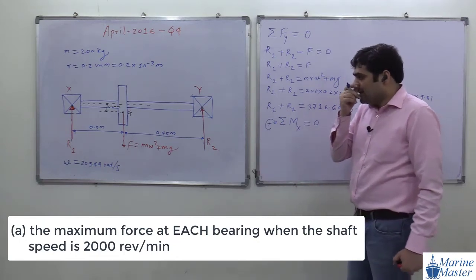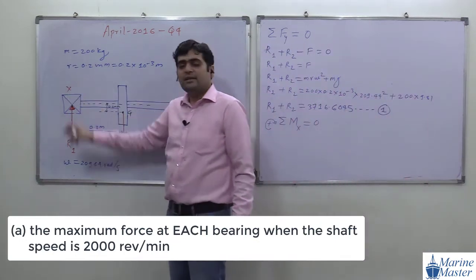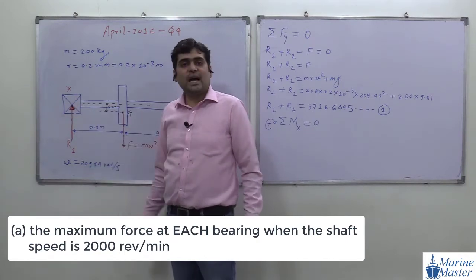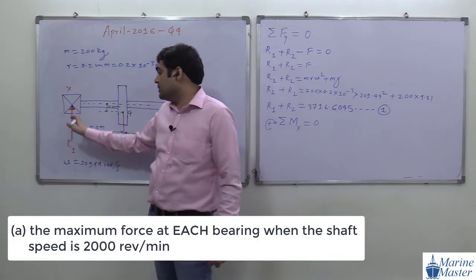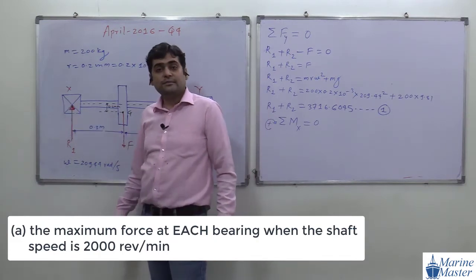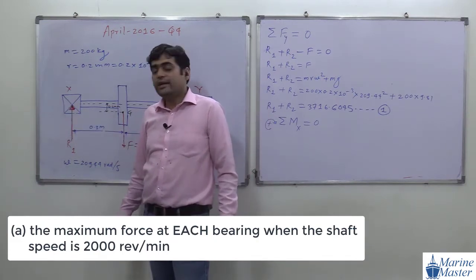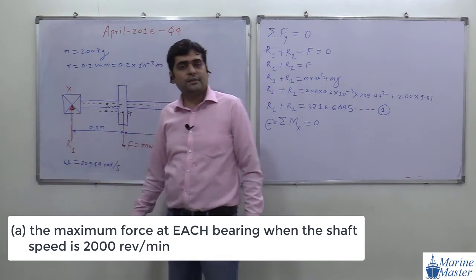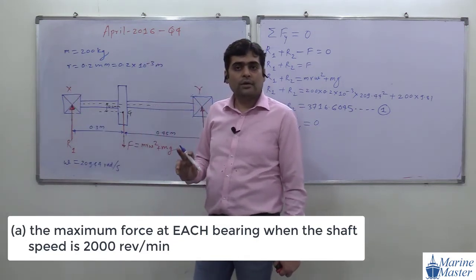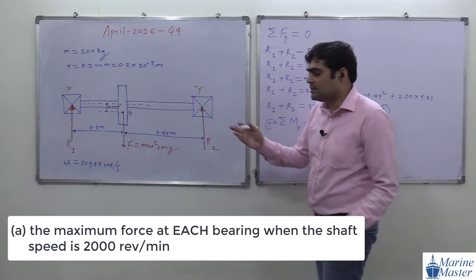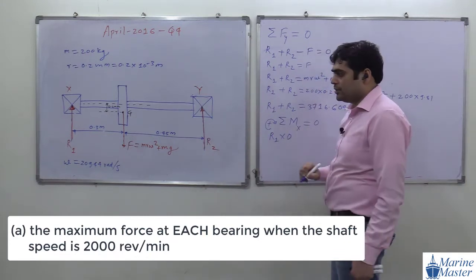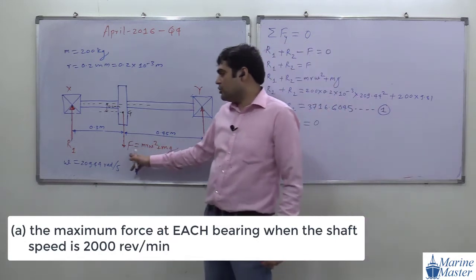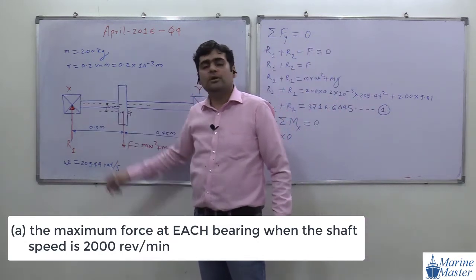What is the effect of R1 about x? First of all, what is the distance between R1 and point x? 0. There is no distance. So R1 into 0. Very good. So there is no effect of R1 about point x.